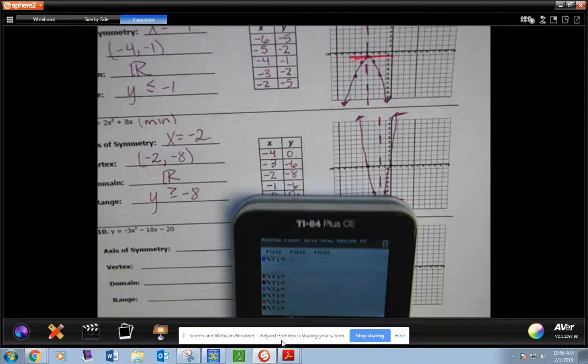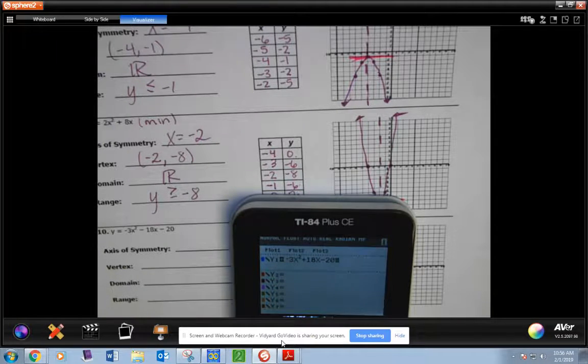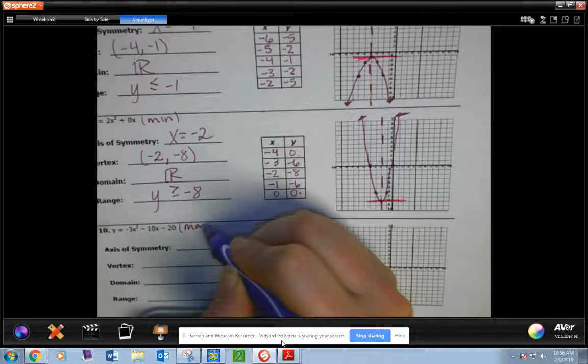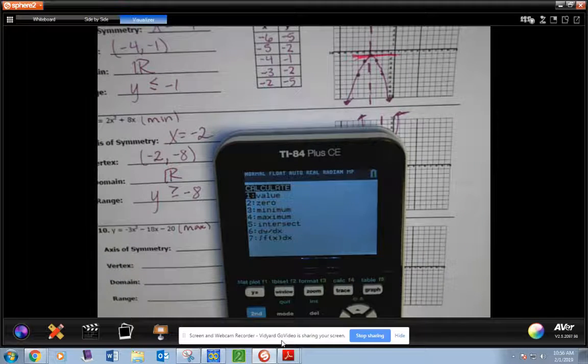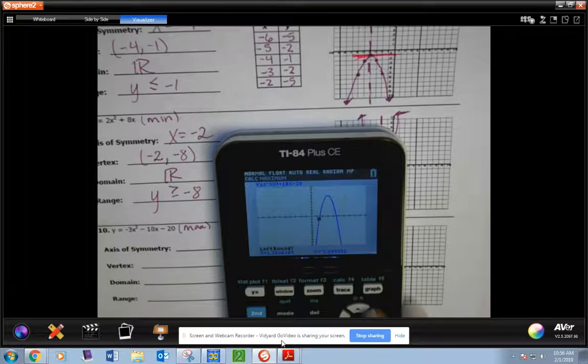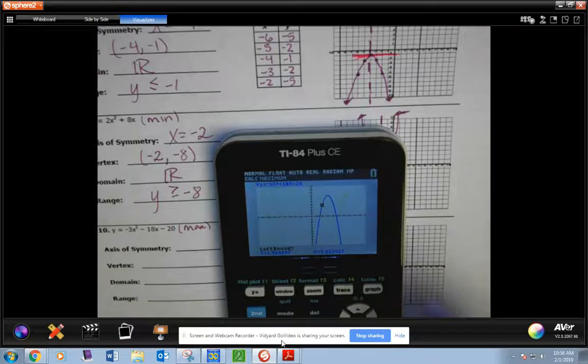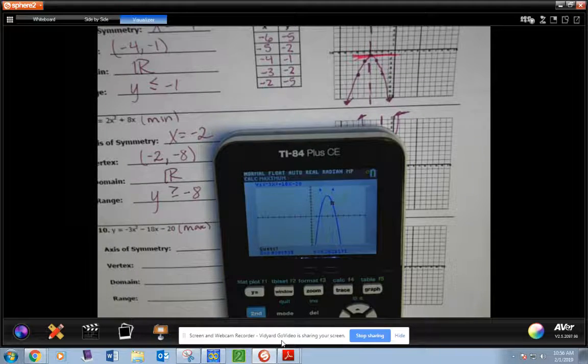Clearing this out, we're going to do -3x squared minus 18x minus 20. We're going to graph it first to see if we have a max or a min. Okay, it's curving at the top, so I have a max. So I'm going to press second trace. This time it's number 4. When it says left bound, I have to find my cursor. Your cursor always starts at 0, so I needed to move it to the right to get it over here. I'm going to put it on the left side of the curve and hit enter. Then I'm going to put it on the right side of the curve and hit enter. And then guess means enter.